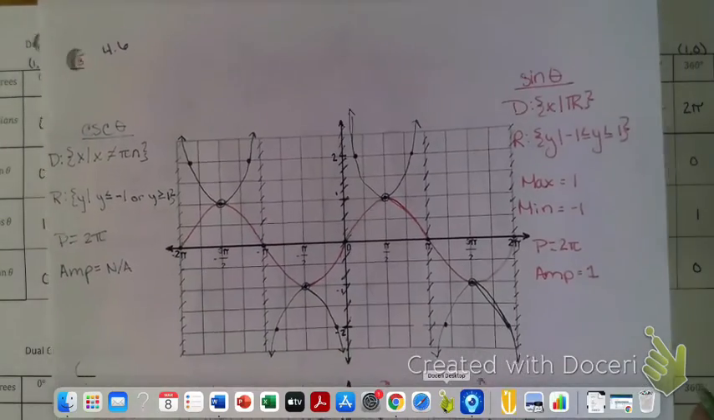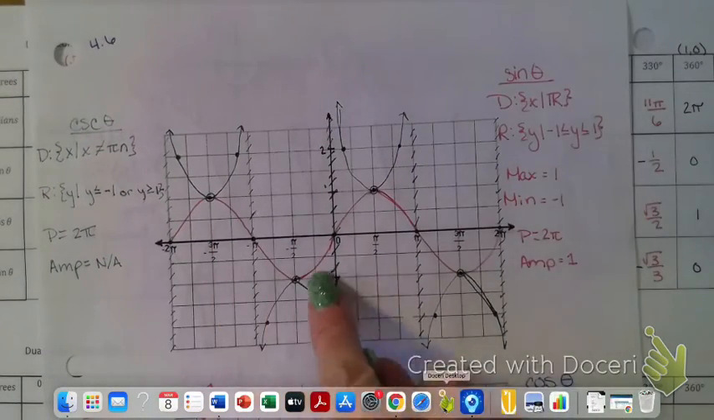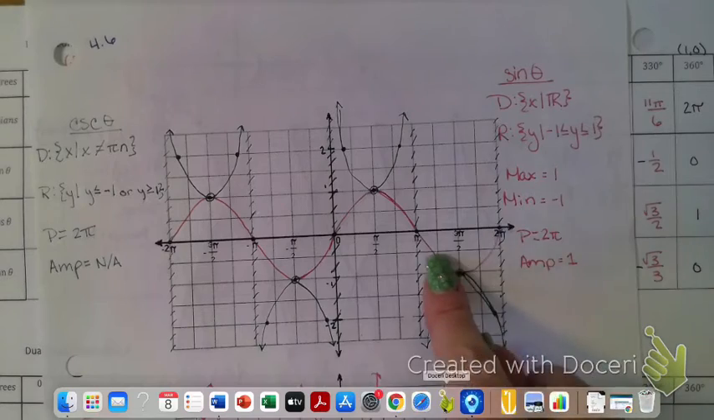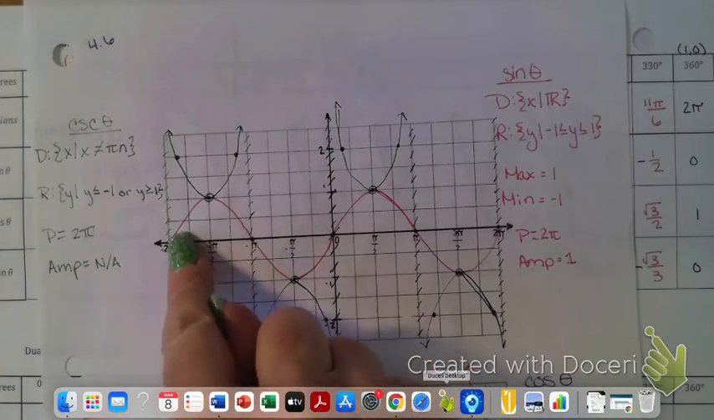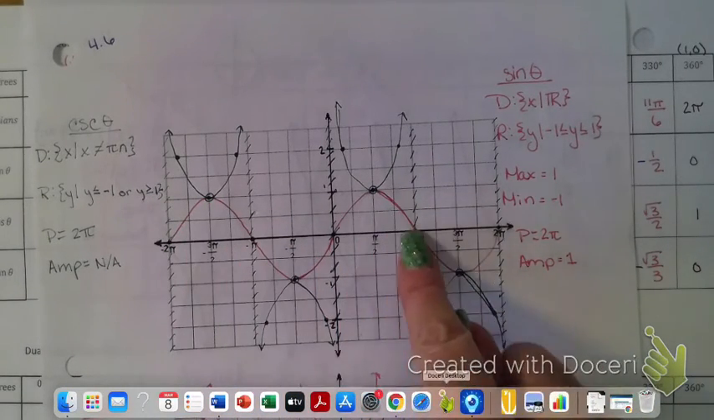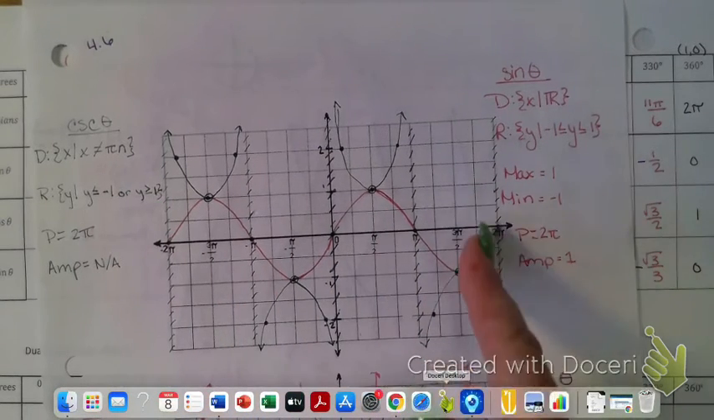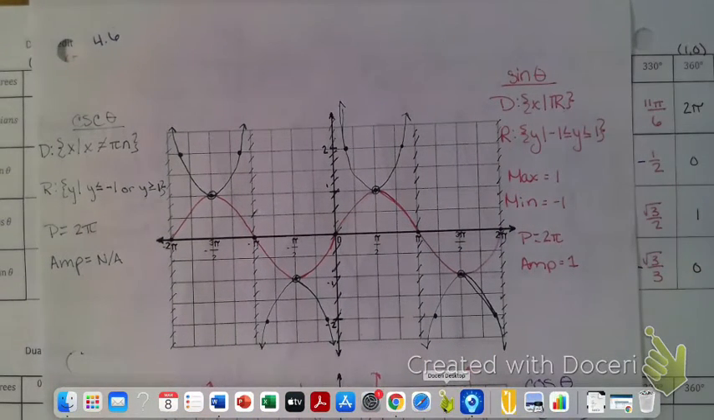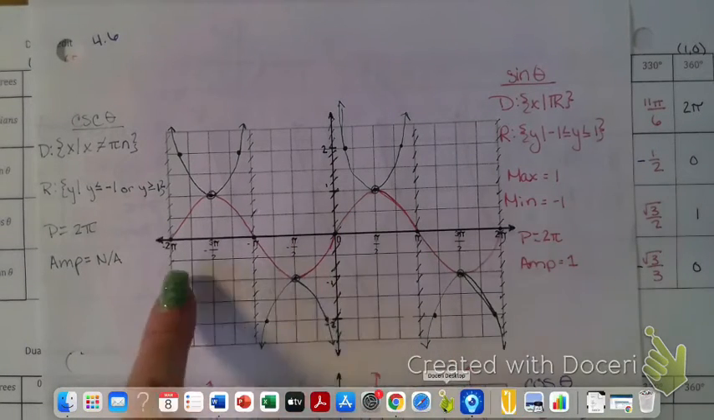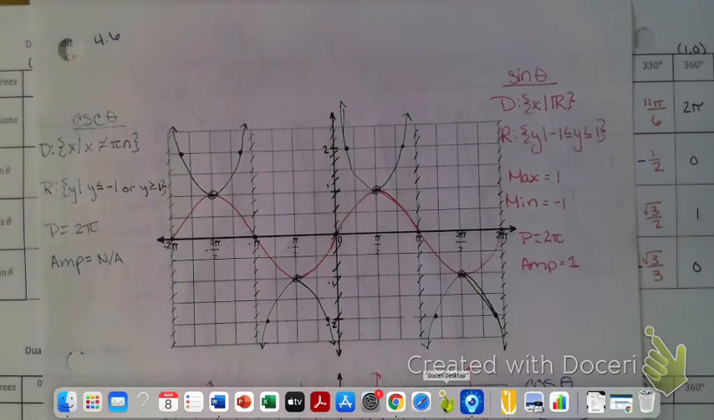I'm going to show you sine. This is the red, right? Is this a function? Yeah. What test does it have to pass if it's a function? The vertical line test. Does it pass the vertical line test? Yes. Is its inverse a function? No, because it doesn't pass the horizontal line test. So we got a problem, don't we? Because we need inverses. Because we need to be able to use these functions to find angles.